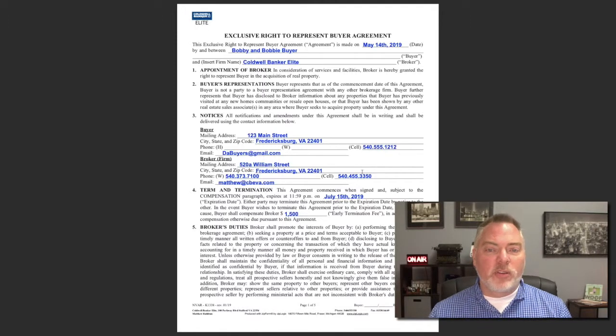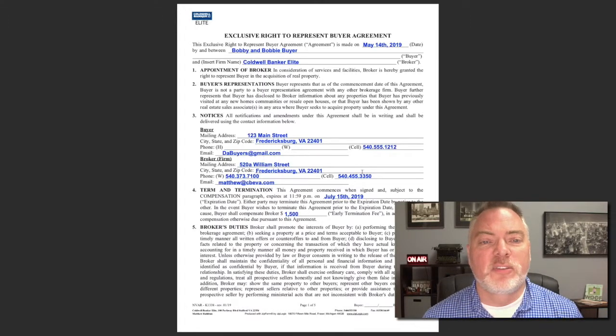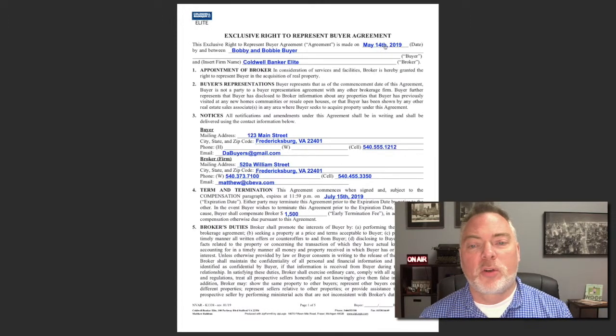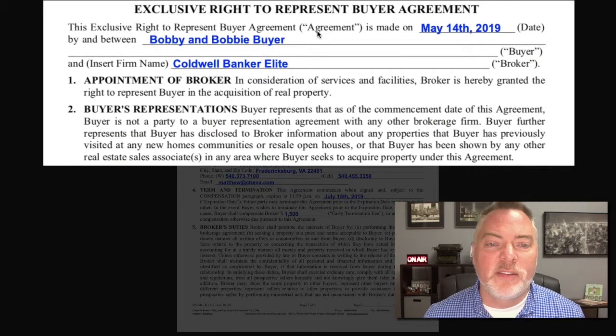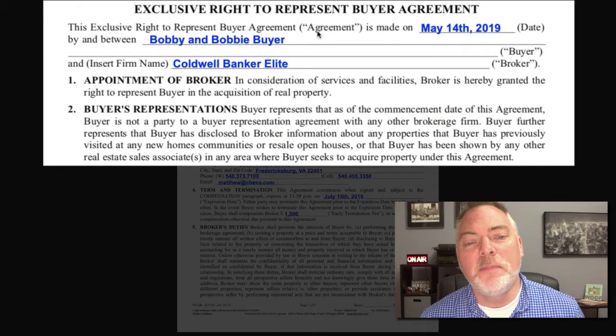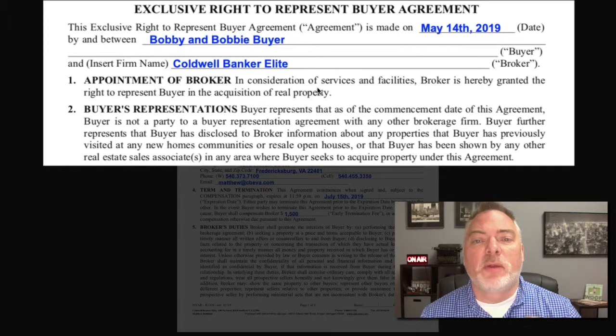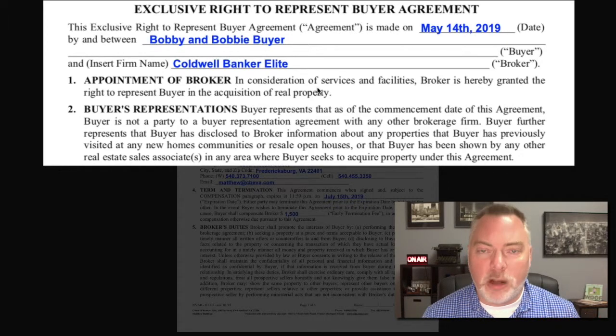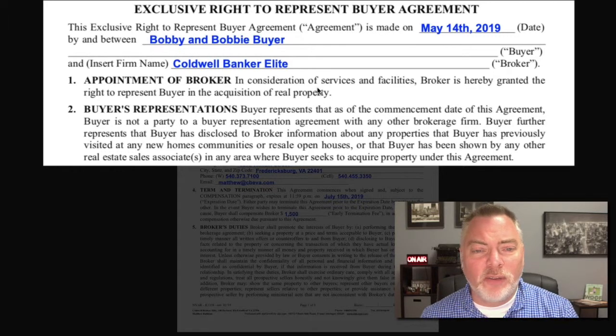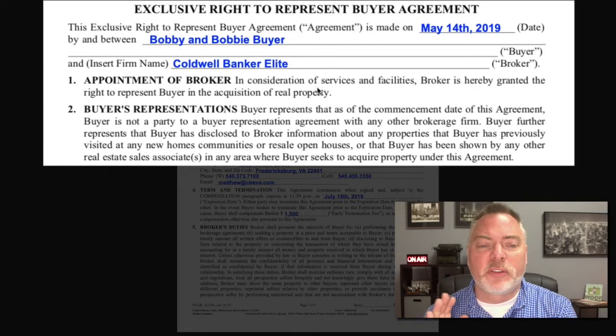So again, we're going to focus on the agreement. Starting at the top, this is the exclusive right to represent agreement. Of course, the date is the date. In our case, our fake buyers are Bobby and Bobby Buyer. And then our brokerage name goes there. Paragraph 1 is a statement. It is saying we, the consumers who will be signing this, the buyers, are establishing that Coldwell Banker Elite is going to be our broker of record. They're representing us. They have the authority to speak on our behalf, and we are agreeing to align ourselves with them to carry out our interests.